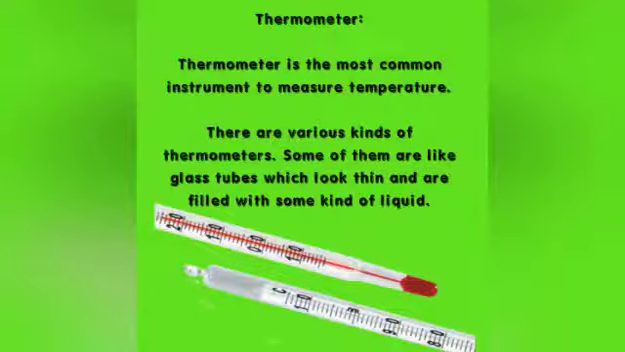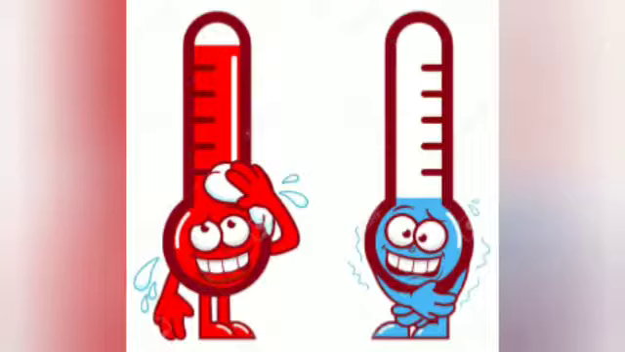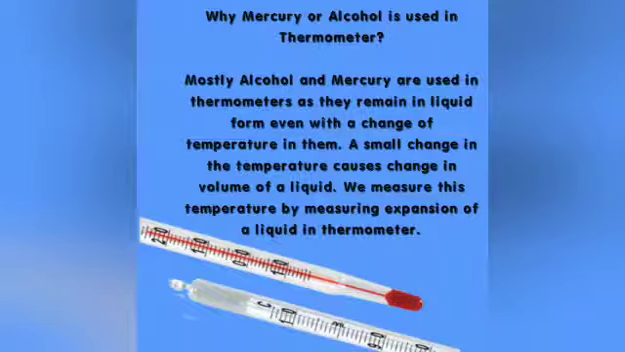The thermometer is the most common instrument to measure temperature. There are various kinds of thermometers. Some of them are like glass tubes, which look thin and are filled with some kind of liquid. Do you know what liquid that is? It can be mercury or alcohol. Why are mercury or alcohol used in thermometers?